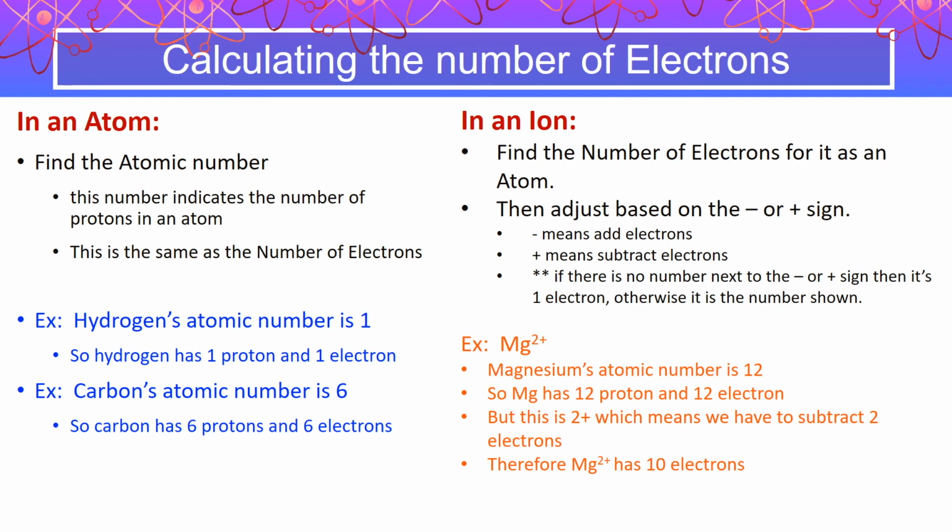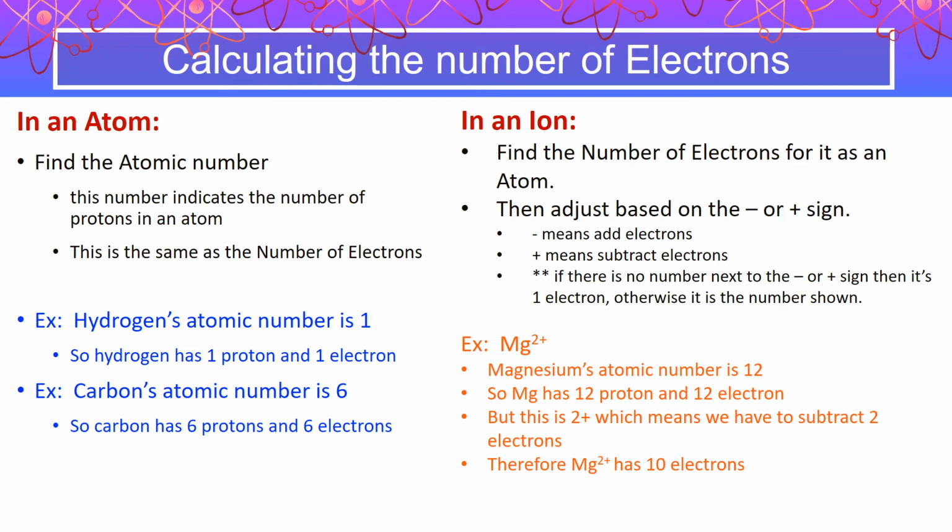Now, ions are where things get interesting. What I would suggest you do, first of all, is work out, if this was an atom, how many electrons it would have. And then look at the little plus or minus sign you're going to see next to the letters. You can see down the bottom, we've got Mg2+. If it's an ion, you will always have a symbol there, and you may or may not have a number. If you don't have a number, that just means 1.